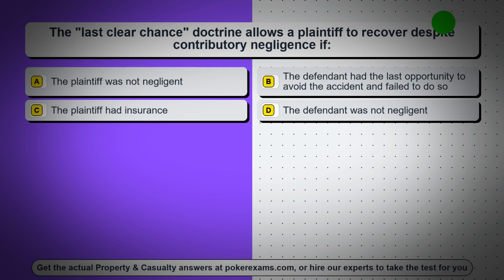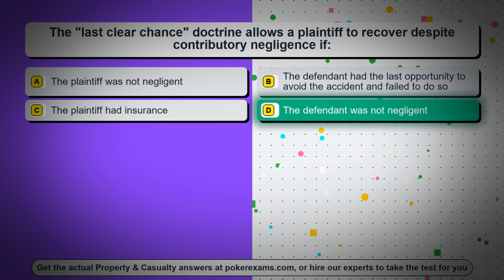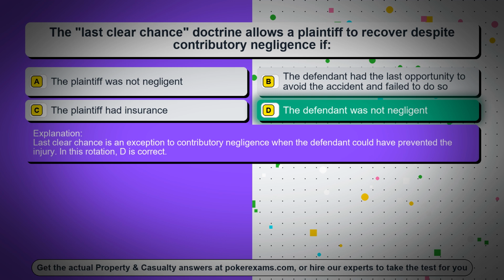Question 87. The last clear chance doctrine allows a plaintiff to recover despite contributory negligence if, Option A, the plaintiff was not negligent. Option B, the defendant had the last opportunity to avoid the accident and failed to do so. Option C, the plaintiff had insurance. Option D, the defendant was not negligent. The correct answer is Option D, the defendant was not negligent. Last clear chance is an exception to contributory negligence when the defendant could have prevented the injury. In this rotation, D is correct.